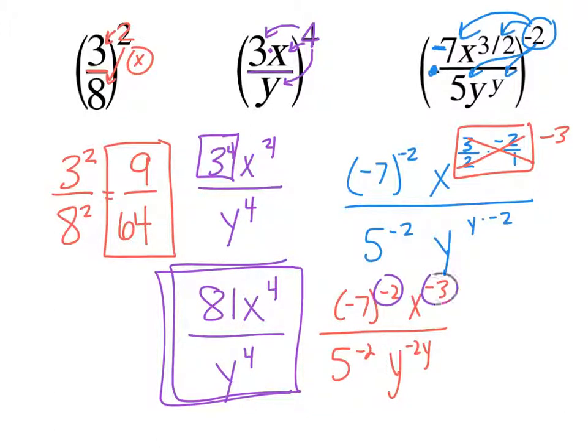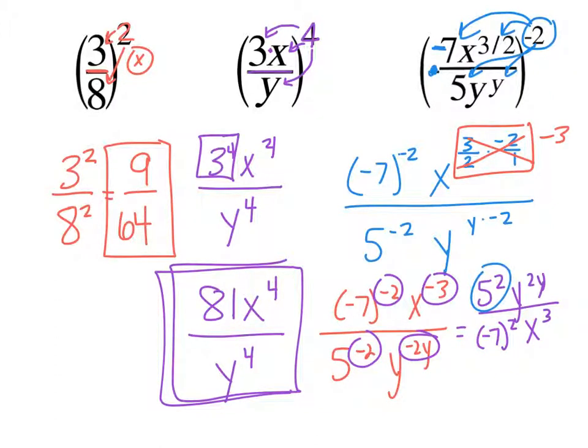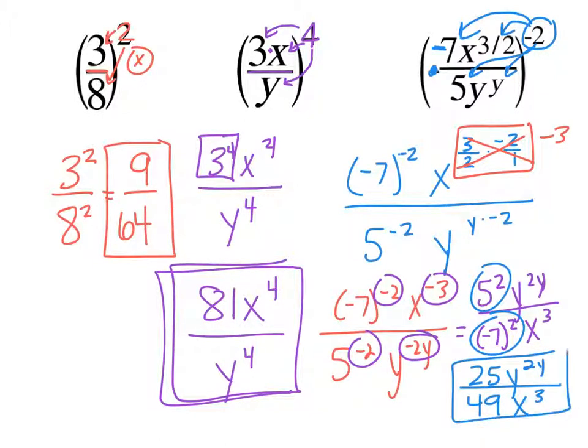Because these are all negative exponents, we need to flip this. So we need to take the reciprocal, essentially. We're going to have 5 squared y to the 2y over negative 7 squared x to the 3. We need to simplify these numbers, and so we get 25 y to the 2y over 49 x cubed. And that will be our final answer.